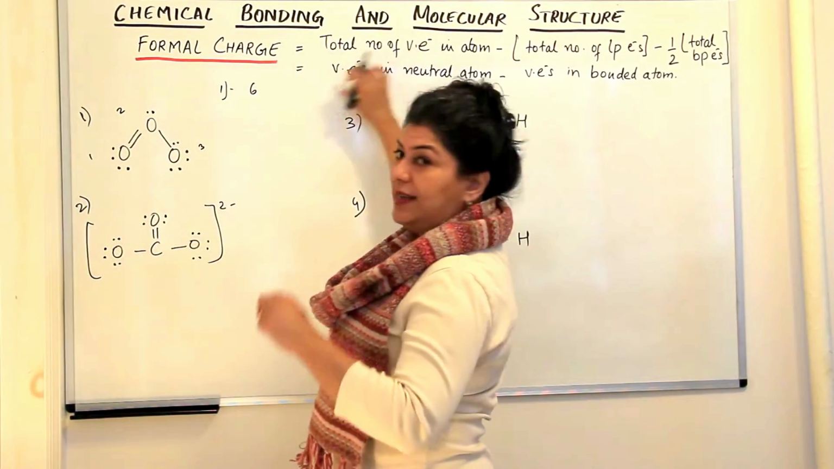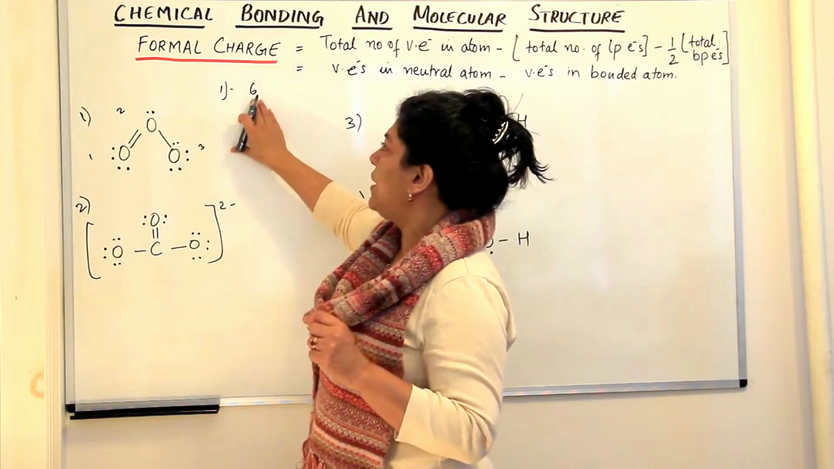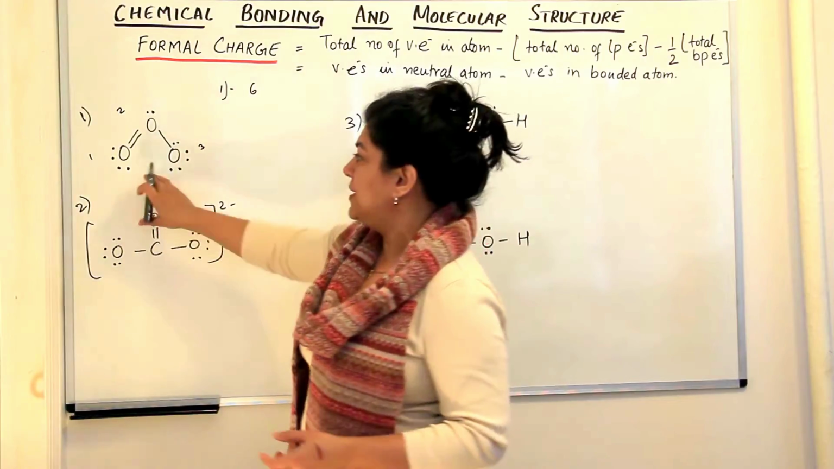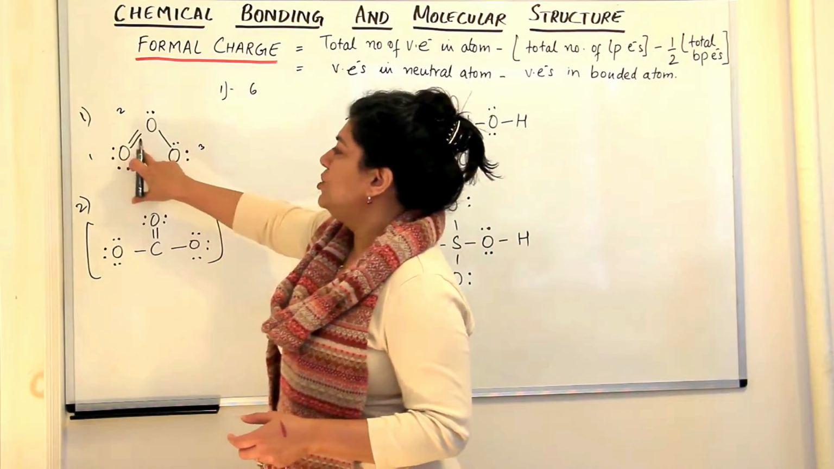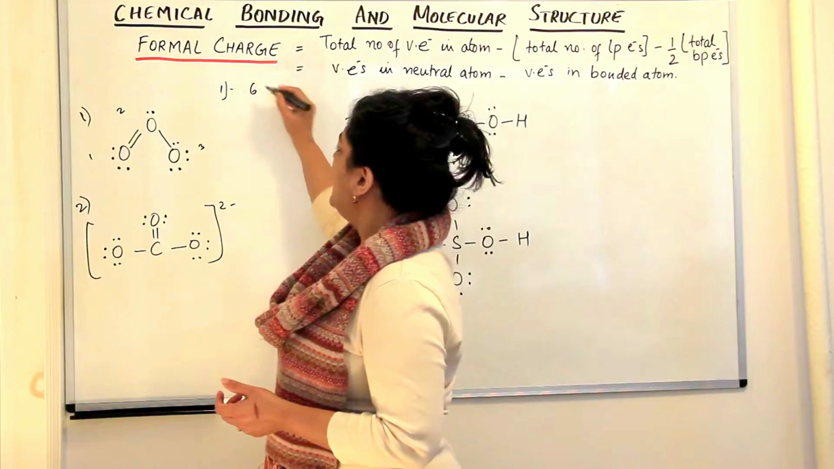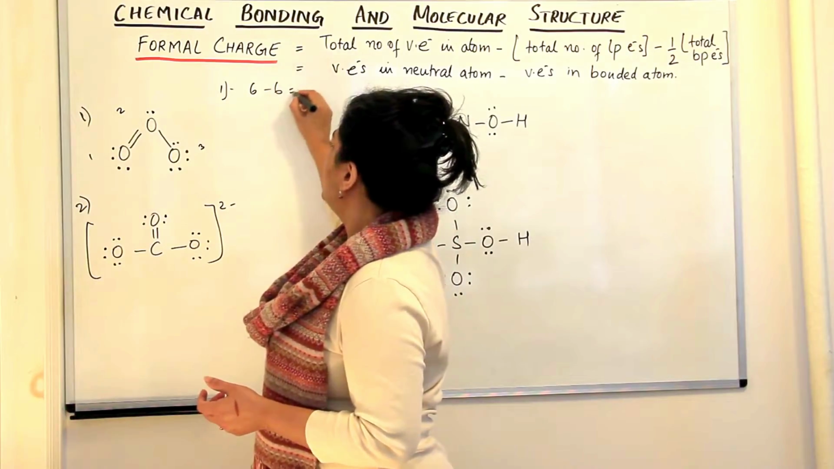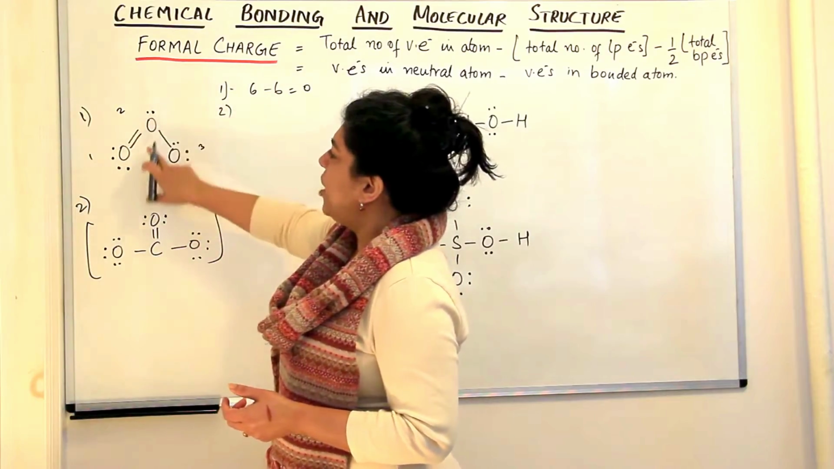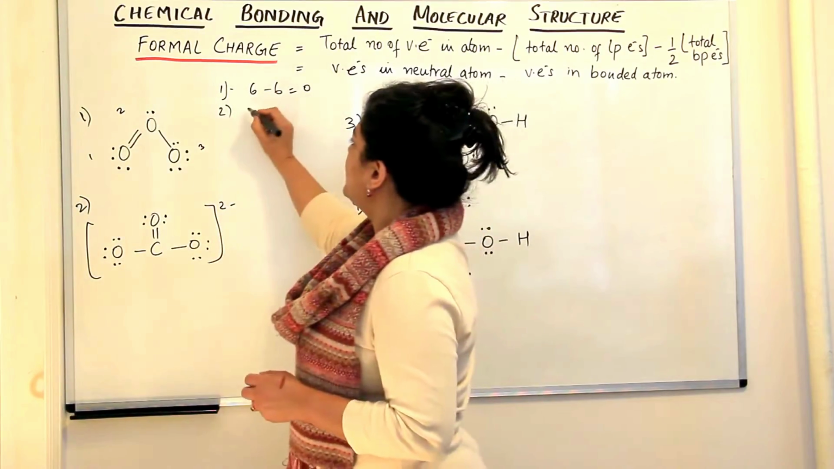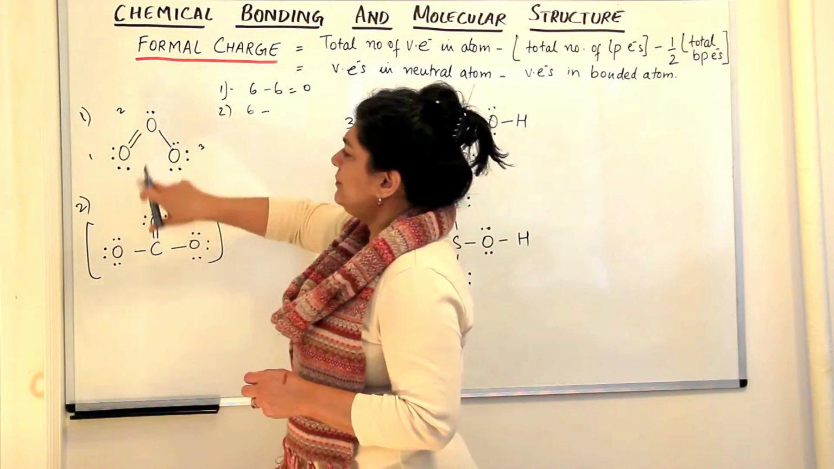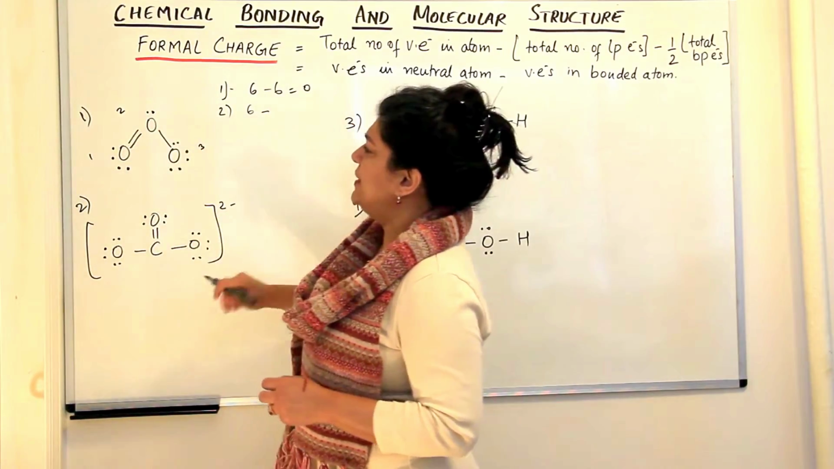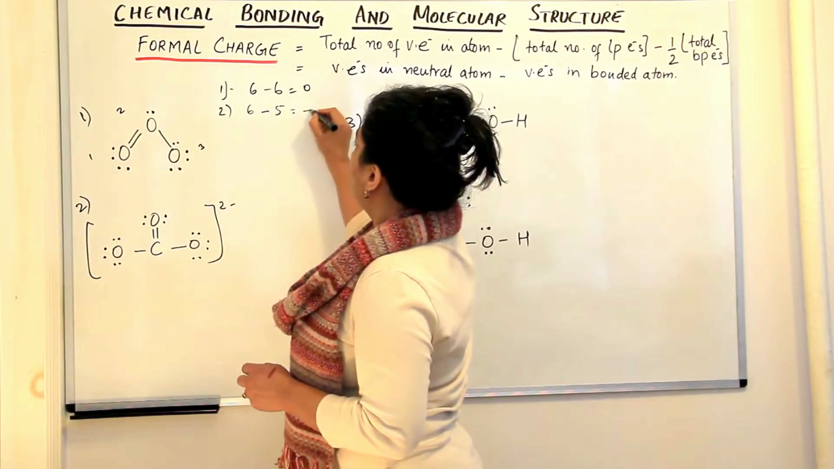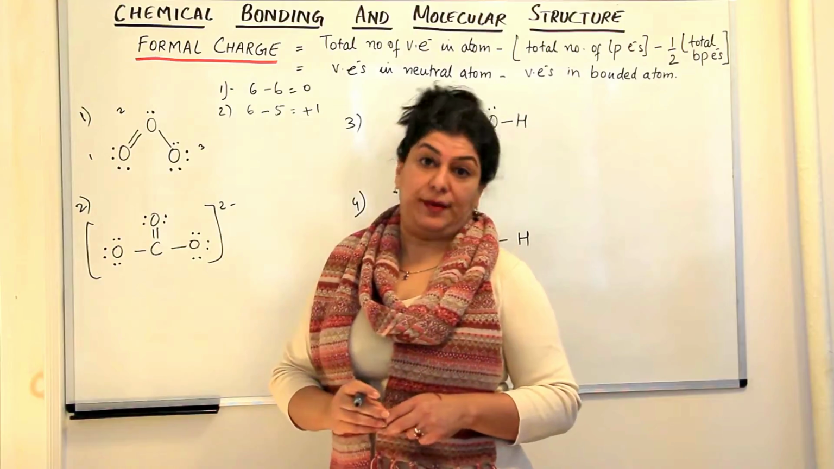By the way, the cheat formula is that the total number of valence electrons minus the total number of electrons it seems to have in the bonded state. So we say 1, 2, 3, 4 and 2 of these, so it will be 6 minus 6 is equal to 0. For the second oxygen, how many electrons does it have now? The total number is 6, we know, minus 2, 3, 4, 5. It seems to have 5 electrons. So 6 minus 5 gives a formal charge of plus 1.